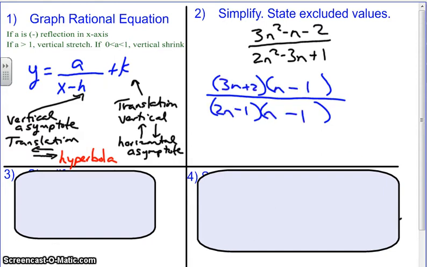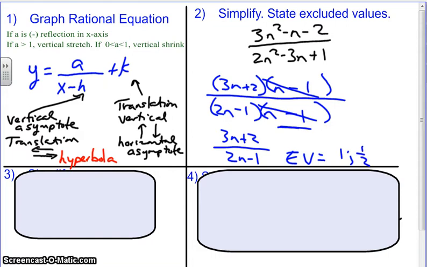So we have a factor over itself, a binomial factor, n minus 1 over a binomial factor, n minus 1. So we can call that 1, and there are other things going on, so we don't even have to write the 1. 3n plus 2, we can write this as 3n plus 2 over 2n minus 1. We don't even need parentheses. But what are the excluded values here? Good, you got to look up here. 1 is not allowed in this, and 1/2 down here. Plus 1 divided by 2.